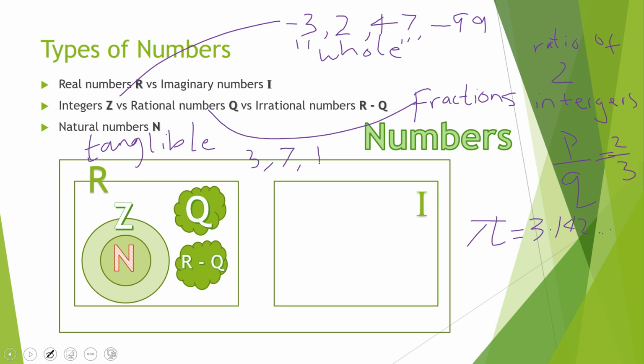Okay, so just a recap, numbers can be broken down into two parts, namely real and imaginary numbers. Real numbers can be broken down into three parts, which are integers, rational numbers, and irrational numbers. And integers, which are whole numbers, can be broken down further into natural numbers, which are tangible, so something you can touch. Obviously this video is not very informative and rigorous. However, it is imperative for every chemical engineer to know what types of numbers he can deal with.